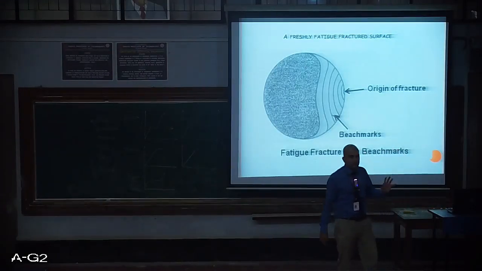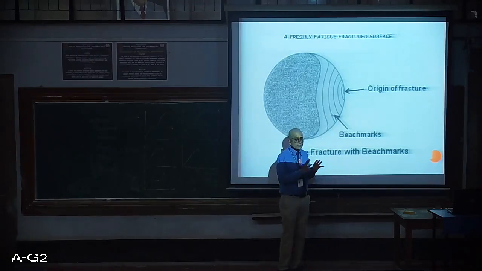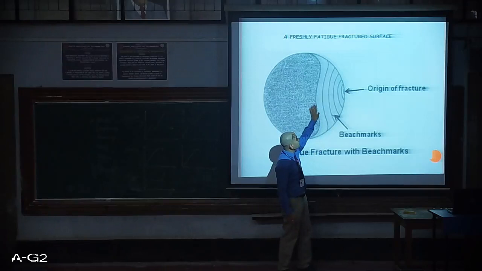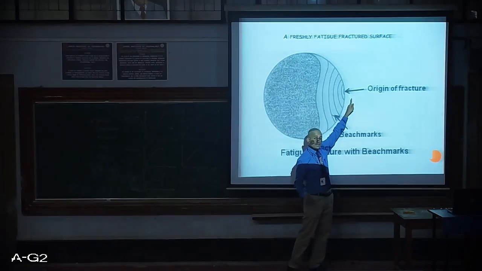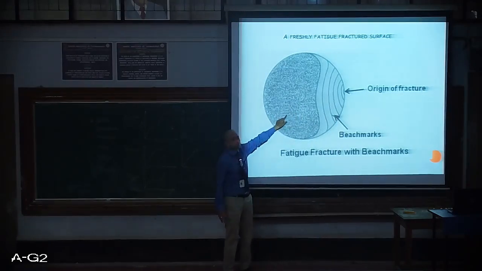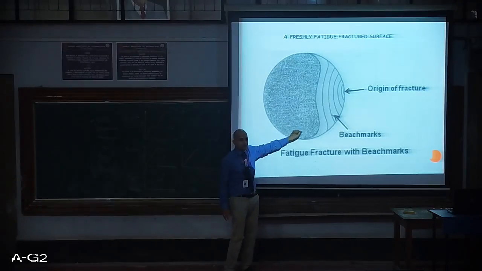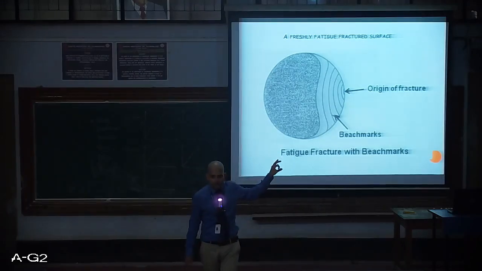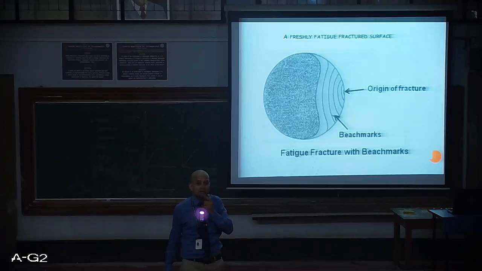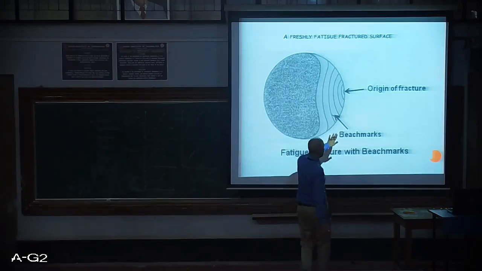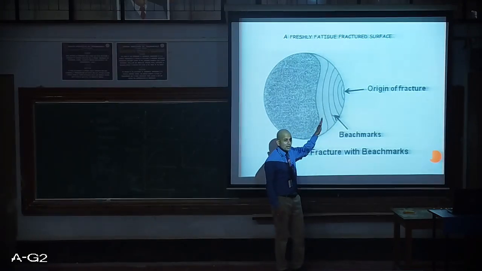This slide shows you a freshly fatigue fractured material. If a material is fractured in a fatigue manner, the cross section will look like this. There will be a part at which there is an initiation of crack, there will be some beach marks, and there will be some dots and spots like this. If you have a fractured surface showing such a structure, you should understand that it has undergone a fatigue fracture. There will be a point at which the crack has initiated, the crack initiation or origin of crack. Then there will be beach marks which represent the propagation, and then the final fracture happens like this.